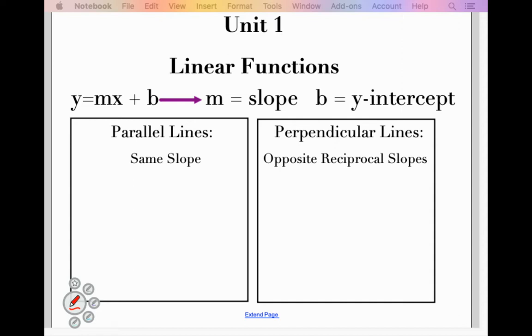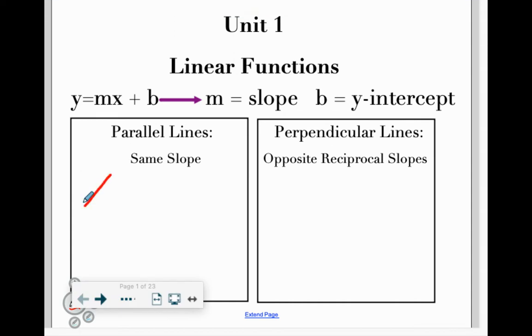So for Unit 1, the first thing that's going to come up is parallel and perpendicular lines. You need to know that parallel lines look something like this. I think of them like railroad tracks. They are side by side going up at the same rate, so therefore they have the same slope. And I need you to know that that either means that they both have equations like this.